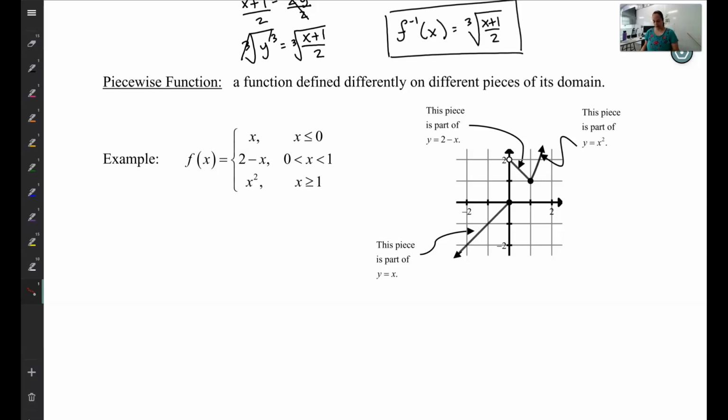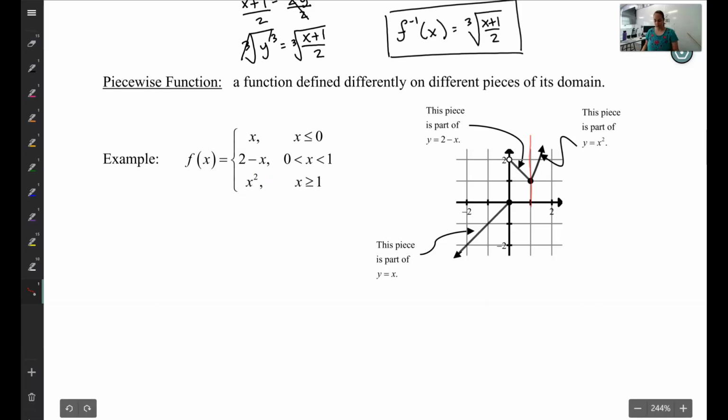And if you look at the graph, we can see that when x is less than 0, the graph is f of x equals x, that linear line. If x is between 0 and 1, then we're going to follow the equation 2 minus x. And if you look between 0 and 1, we've got that graph 2 minus x, y-intercept of 2, slope negative 1, negative x. And when x is greater than 1, we're going to follow the equation x squared.